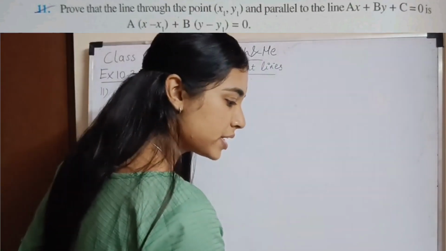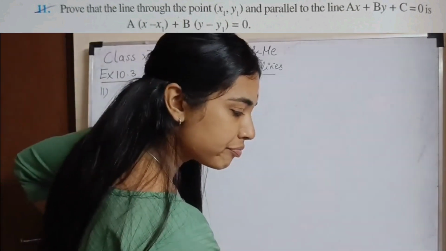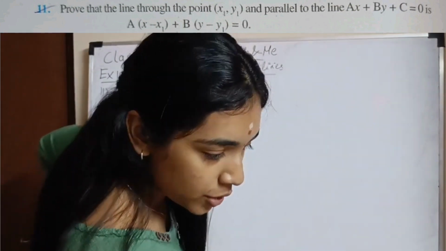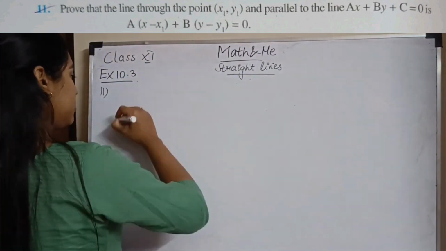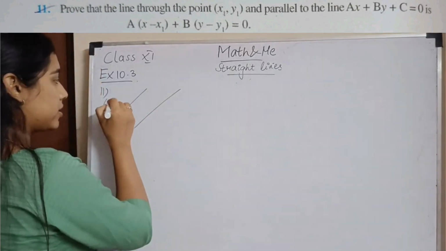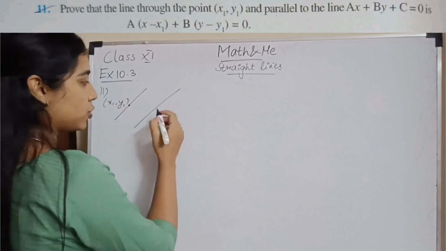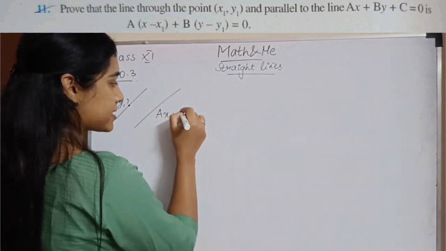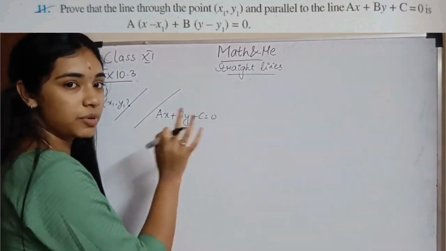Question number 11. Prove that the line through the point x1, y1 and parallel to ax plus by plus c. So you have a line which passes through the point x1, y1 and is parallel to the line with equation ax plus by plus c equals 0. So this is how you interpret the question.